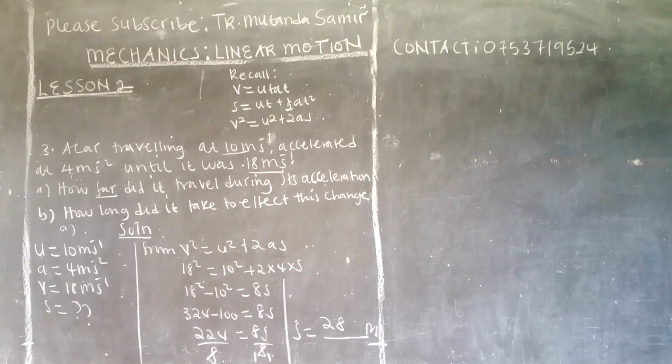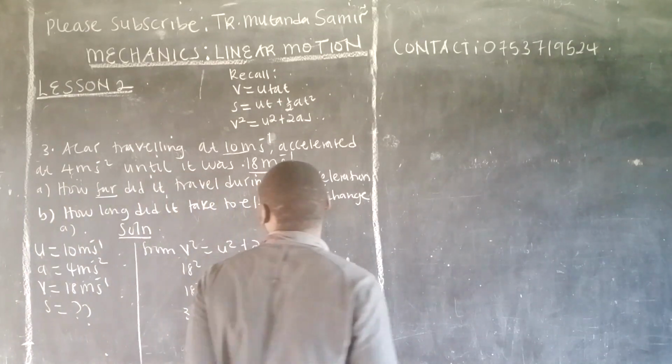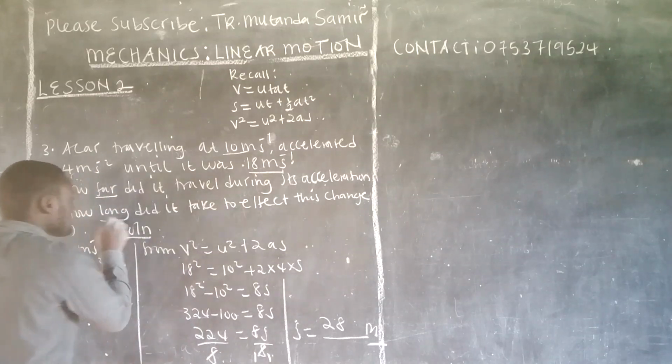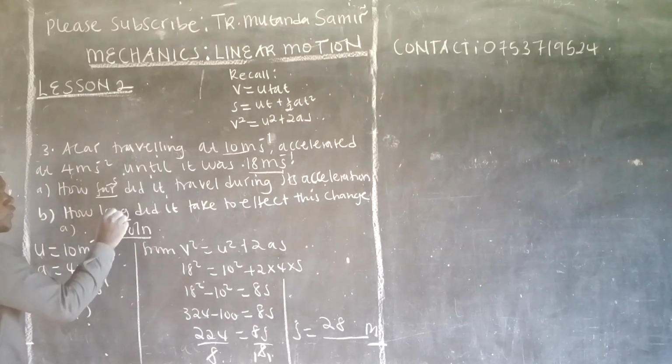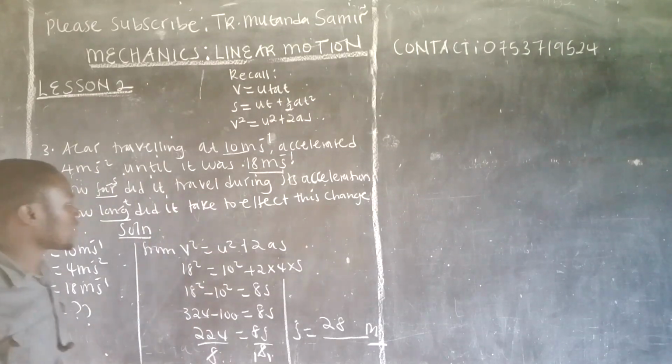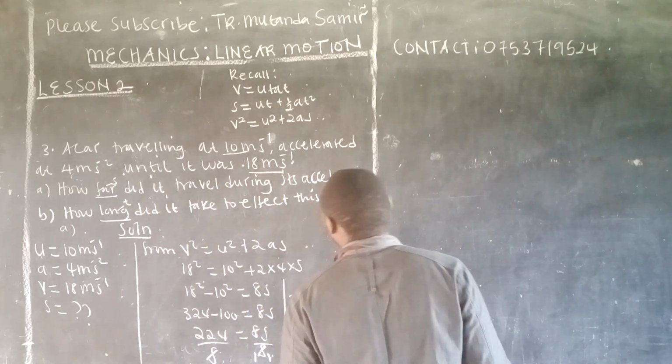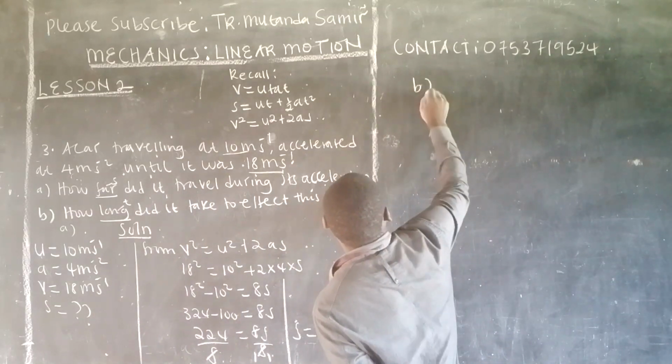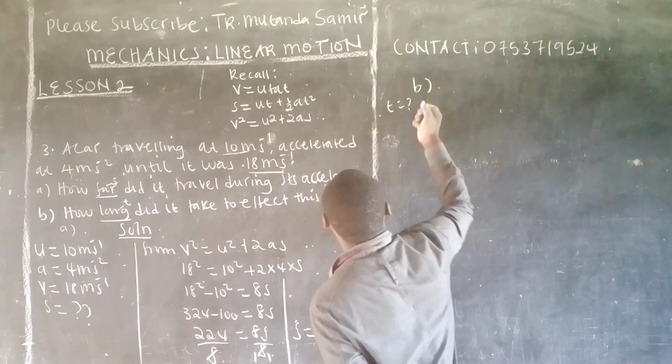Then part B, they're saying how long did it take? How long means time. When they say how far, they want displacement. How long, they want time. So how long did it take to effect this change? So that is time. Therefore, for part B, they want to know how long. We don't know it, all right?